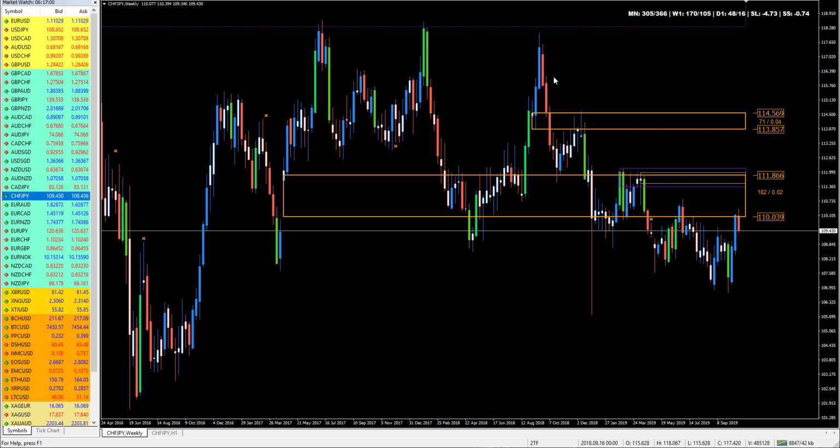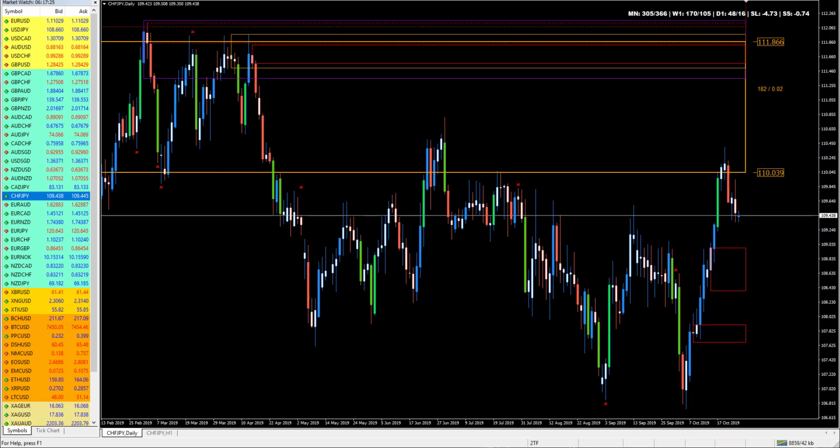What does that mean? We have micro supply here, we have micro supply here, and this one is the one that's responsible for removing that. This is not weekly supply, this is probably daily or 4-hour supply, but it was significant enough that it was able to consume this area of weekly demand. So what you do here is you take your rectangle tool and you mark it off like that, and you go down to the smaller time frames to have a look at what's going on inside here.